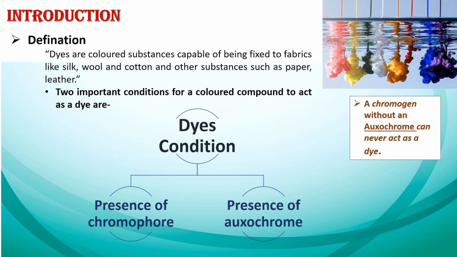Dyes can be defined as substances that are capable of being fixed to fabrics like silk, wool, and cotton, and other substances such as paper and leather. There are important conditions for a compound to act as a dye, that is, presence of a chromophore and presence of an auxochrome. Always remember, a chromogen without an auxochrome can never act as a dye.